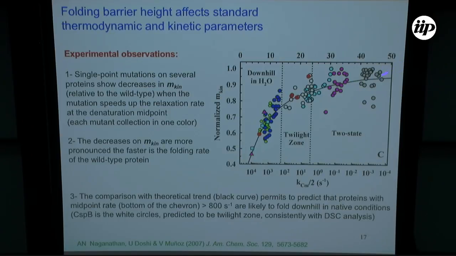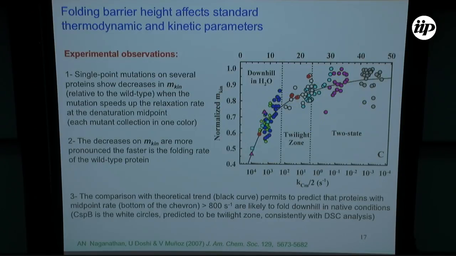But in general, you can see a very clear trend in the rate, but also in the m_kin normalized. Okay, right. So what's the implication for this plot? Well, the implication is that some of these proteins are these super fast folders that I was telling you about, but many of these proteins are proteins that people have classified as two-state-like. And according to this analysis, they should be more like downhill in water or twilight zone-like.